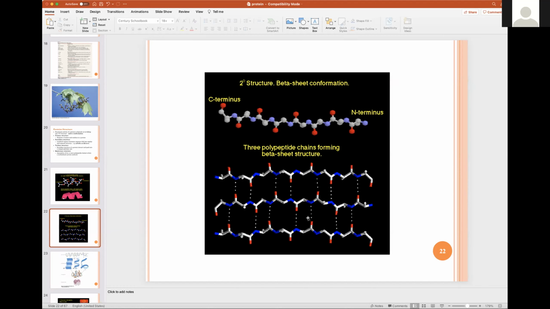Anti-parallel. Anti-parallel. Yeah, you can see it, right? Definitely this one, because N-terminal, C-terminal, and then N-terminal again. Definitely this will be anti-parallel, okay?